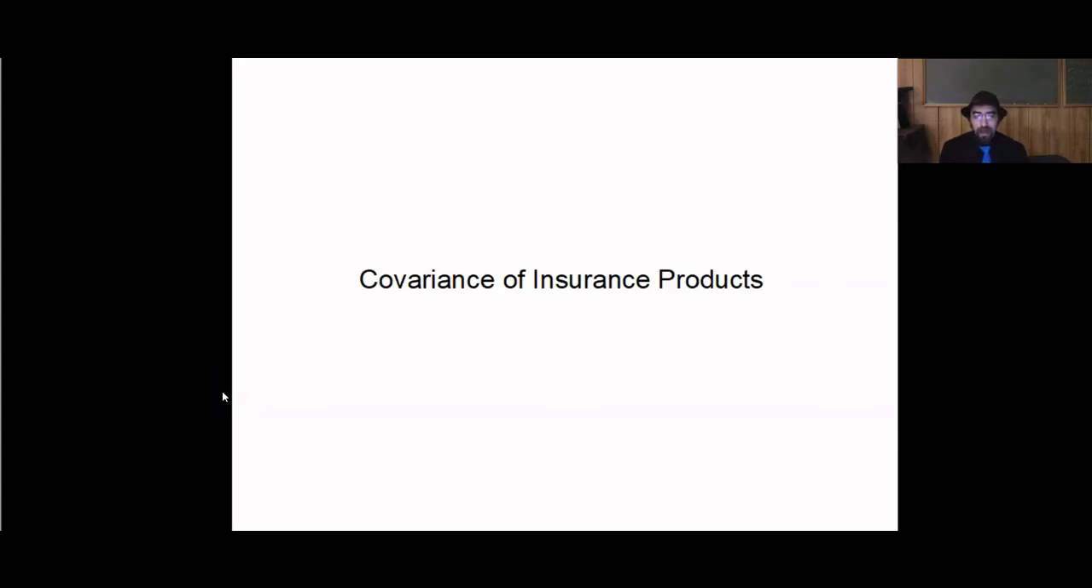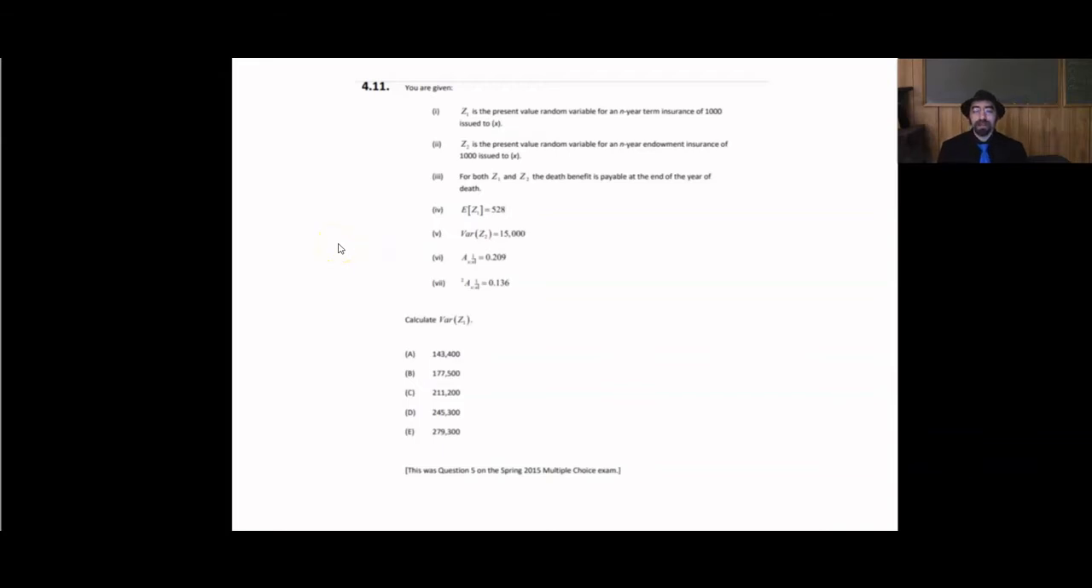Tonight I'm going over one particular past exam problem from LTAM that covers covariance of certain insurance products, specifically life insurance. It's not a particularly complicated problem, but there's one step in here that I thought made this worth making a video out of. So here's the problem as it appears on the SOA problem list.